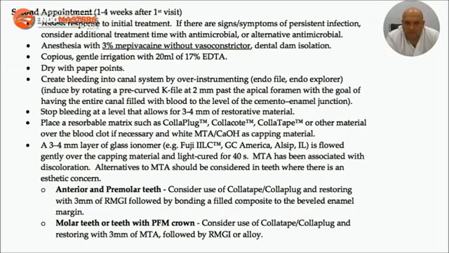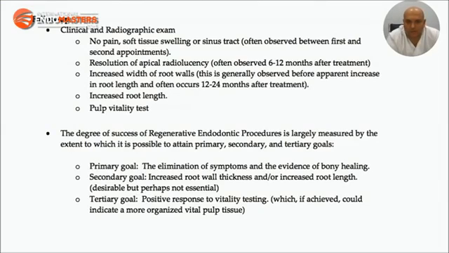And then a 3 to 4 millimeter layer of glass ionomer to protect the MTA. And then monitor the case. What you would like to see in your follow-up appointments, it's no pain, of course, no soft tissue swelling or sinus tract. You would like to have resolution of apical radiolucency, and normally this is observed 6 to 12 months after treatment, and you would like to have an increased width of root canal walls and increased root length.